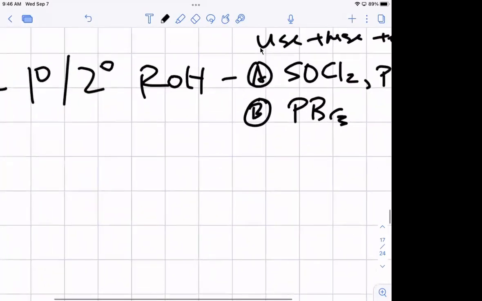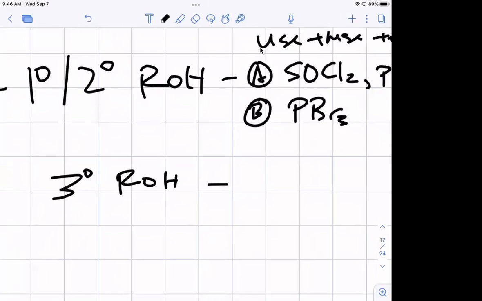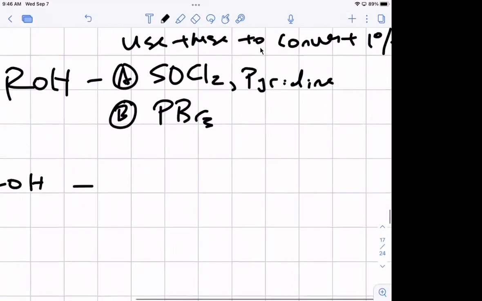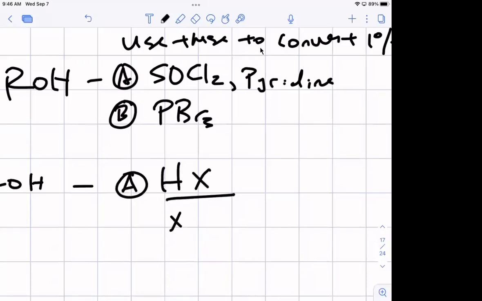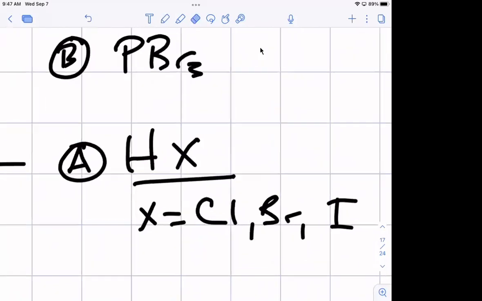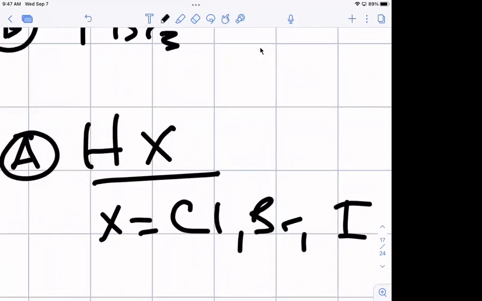And then if you have a tertiary alcohol, we're only going to discuss one method, and that is just using HX, where X is chlorine, it can be bromine, it can be iodine, it can't be fluorine. But any of these three halogens you can use to convert a tertiary alcohol into an alkyl halide.